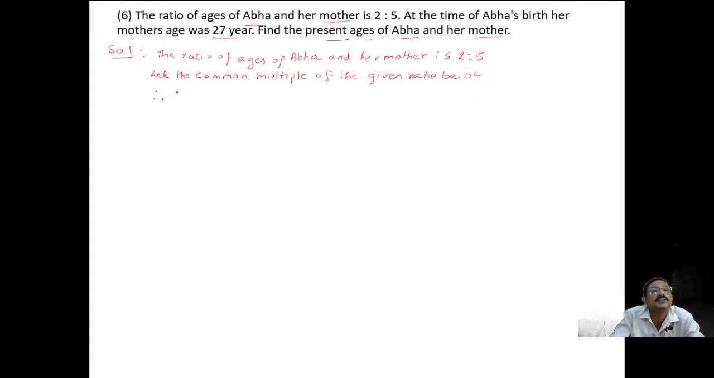What are their present ages? Their present ages will be 2x and 5x. Therefore, their present ages are 2x and 5x respectively.